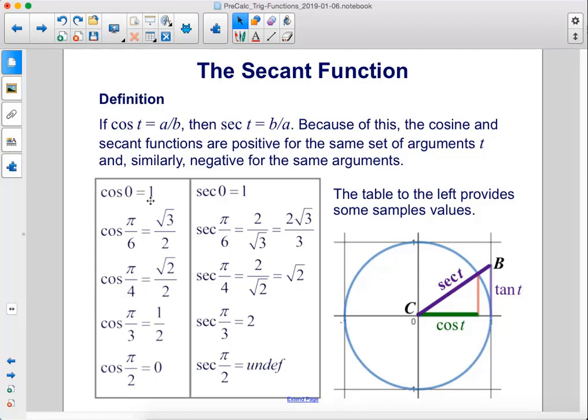Cosine of 0 is 1, and secant of 0 is also 1. Cosine pi over 6 is the square root of 3 over 2. The secant of pi over 6 is 2 over the square root of 3, which can then be written as 2 times the square root of 3 over 3. So you just flip them over. They're reciprocals. And cosine pi over 2 is 0. Secant of pi over 2 is undefined, since if you have 0 over 1 here, then this would be 1 over 0, which is undefined.